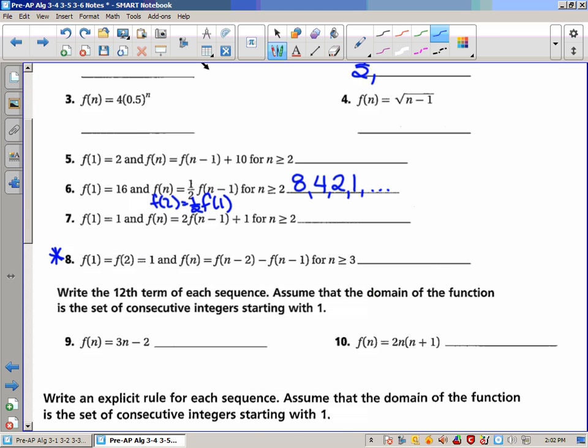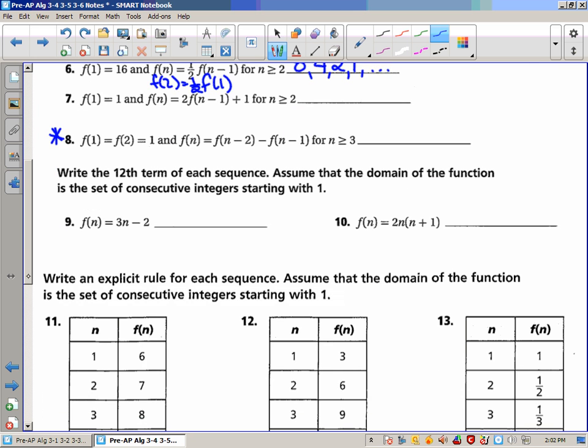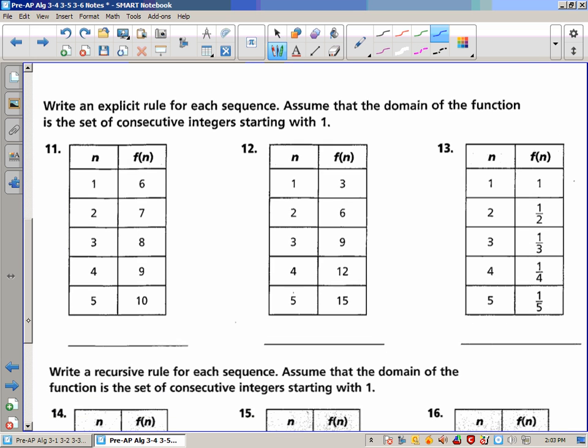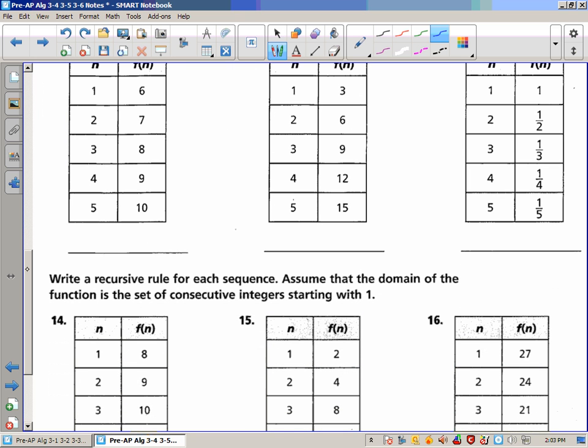Okay. Now number 10, that is an explicit rule. So this is one where I can just plug in a value for n and then simplify. Okay. Here you're writing the rule. So look at your numbers, and here you only have to do number 12. Look at your common difference. So you're writing an explicit rule. You need your common difference and your first term, and then it will be just like what we did when I was giving examples. Okay?